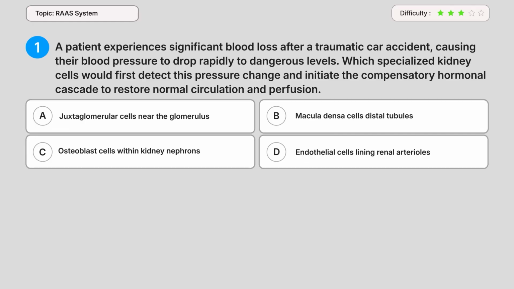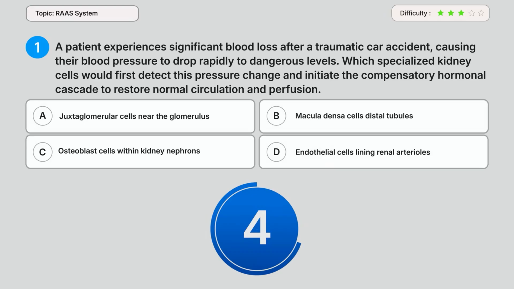A. Juxtaglomerular cells near the glomerulus. B. Macula densa cells, distal tubules. C. Osteoblast cells within kidney nephrons. D. Endothelial cells lining renal arterioles. Can you guess the answer?